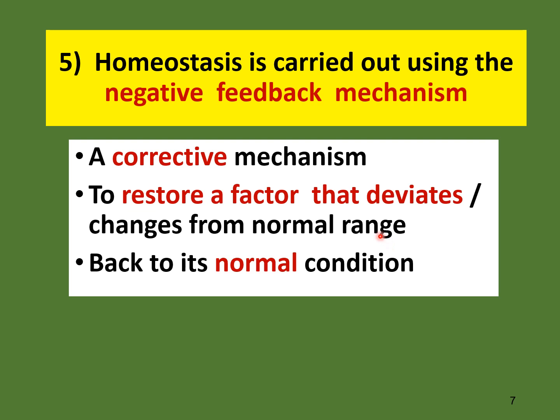Meaning, if the temperature of the body is too low, then a corrective mechanism like shivering, menggeletar or menggigil, will occur to bring the body temperature back to normal. And if the temperature of the body is too high, then sweating will occur. That's the corrective mechanism, again to bring the temperature back to normal, but from a high temperature to a lower temperature. So either way, it's called negative feedback because you're trying to take away that condition that is not conducive or suitable for the body.